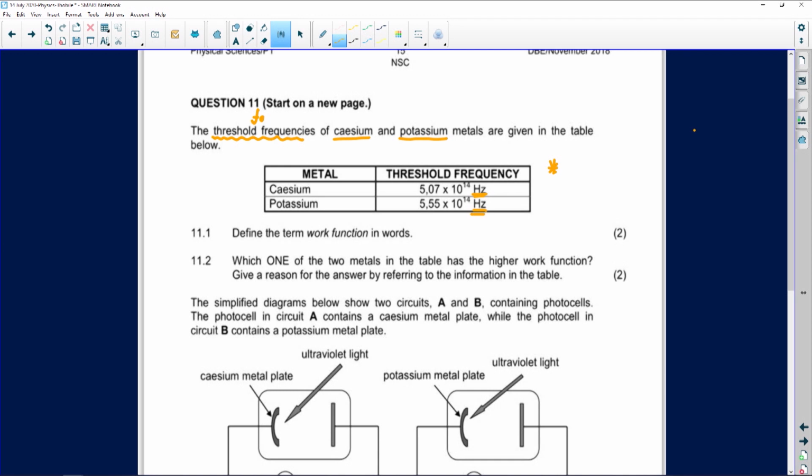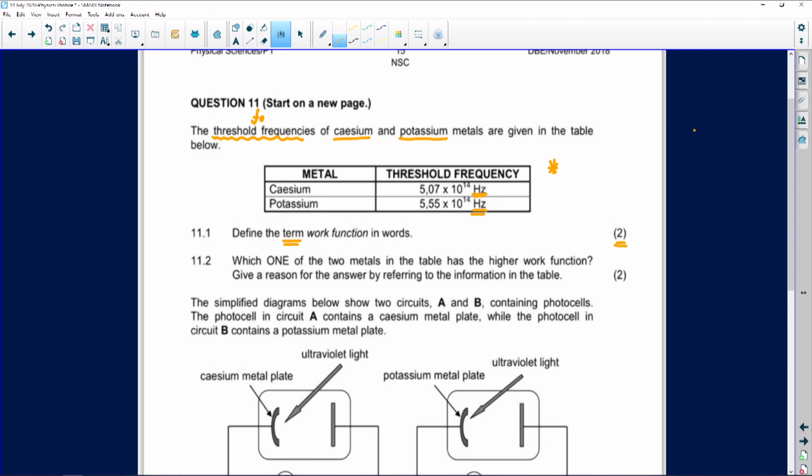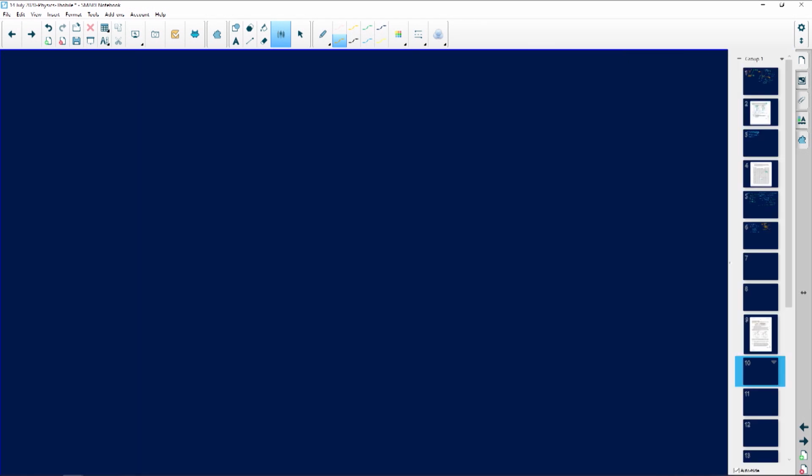Now, the first question says, define the term work function. Now, they're saying term. In the previous question, they said define or what is meant by the photoelectric effect. So already you're seeing a little pattern of what they do here. They can either ask you to define, or what is meant, or give the term. They usually like asking the photoelectric effect, the threshold frequency, the work function. So make sure that you do know these definitions off by heart. But in this case, the term for the work function for 2 marks, let us answer that question.